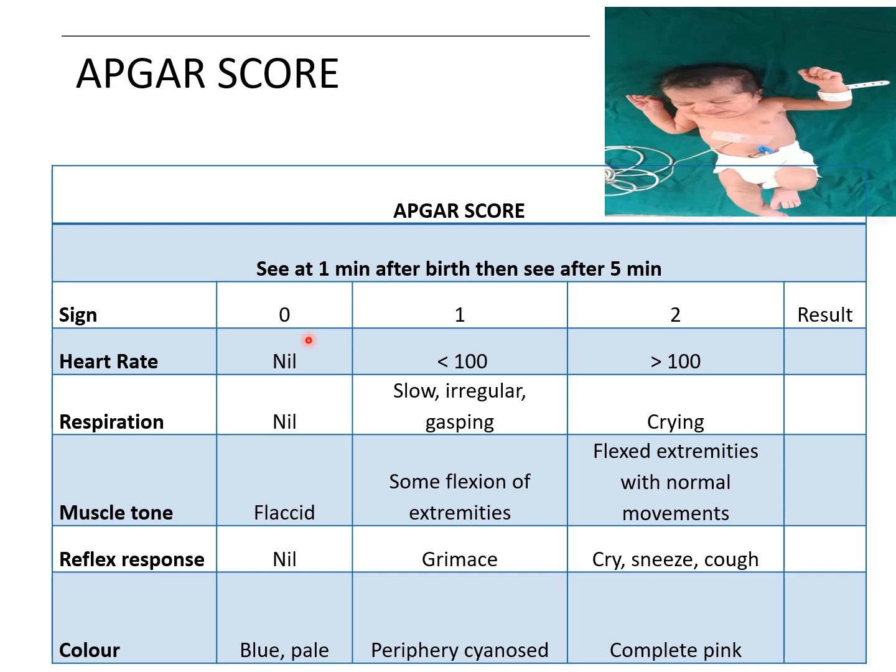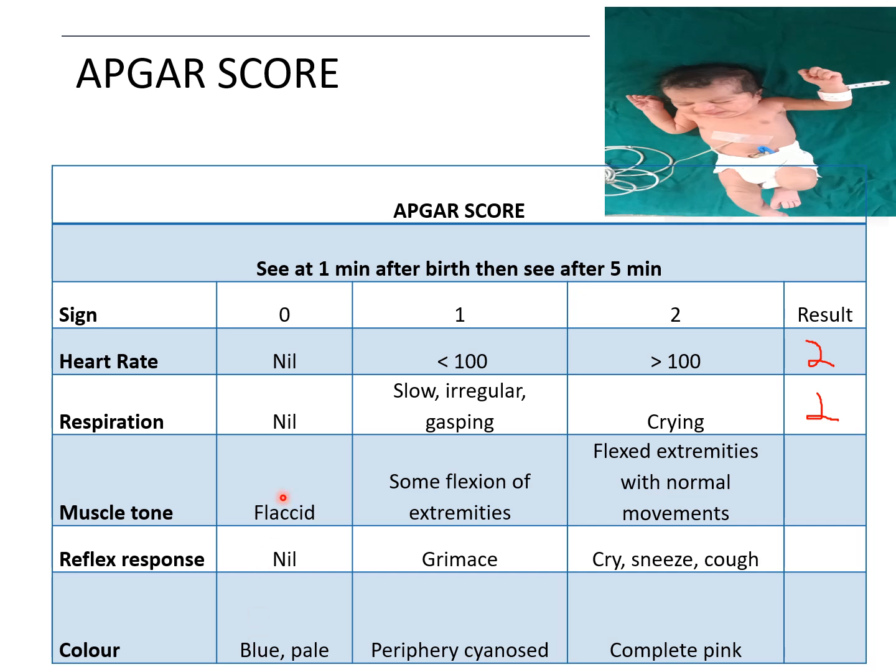Heart rate, if absent, then score will be 0, less than 100 then 1, and more than 100 then 2. So for this newborn, this is 2. Then we have to mention it in the result. Then we check the respiration. If there is no respiration, then 0 score. Slow, irregular, gasping breathing, then 1 score. If the baby has normal breathing and normal crying, then 2 score. So for this baby, again we will give 2 score.